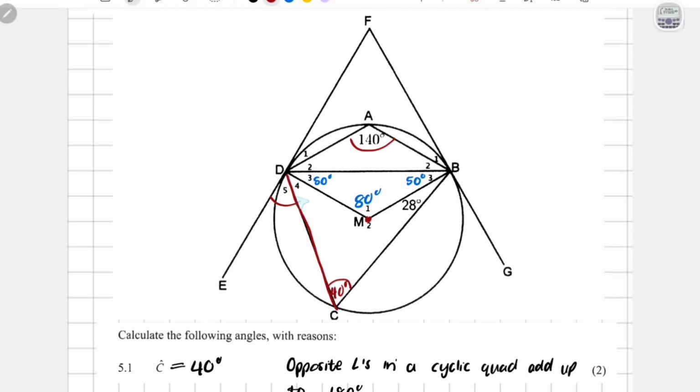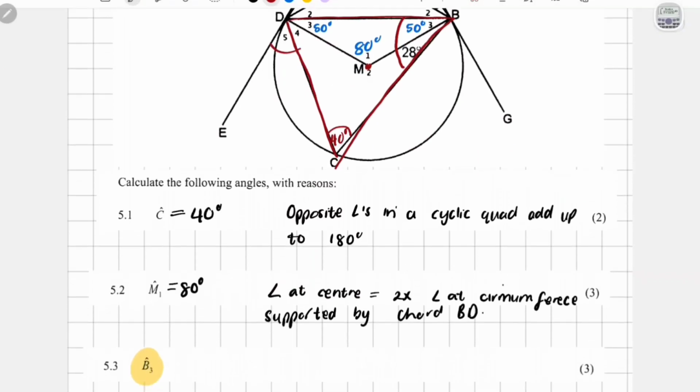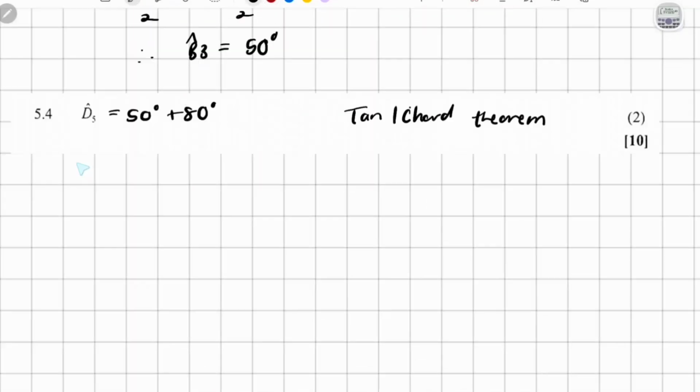So which angle in the circle, okay, that is at the circumference is supported by DC? That would be this angle, this full angle, not really angle B, I would just say this angle B3 and this 28 degrees. So you see that those two would be equal. Angle D5 is actually equal to this plus this. Okay, so that's what we're going to do. Angle D5 is equal to 50 degrees plus 28 degrees, and because of the tan chord theorem, angle D5 is finally equal to 130 degrees.